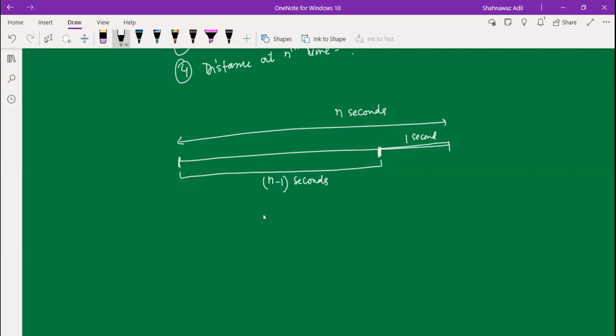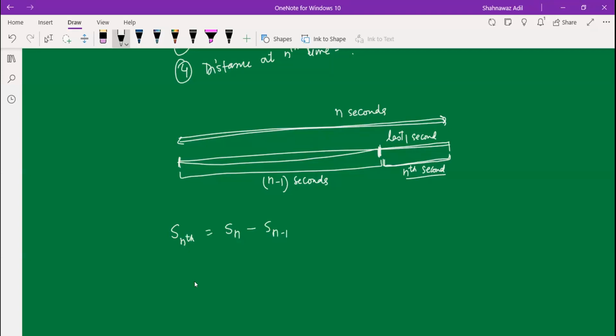So what I want to do is calculate the distance traveled in this time. Distance traveled in the nth second, right? So this is the last second, the last 1 second. So this is the nth second. If I want to calculate this distance, I will calculate the total distance minus this one. So distance traveled in the nth second is distance traveled in n seconds minus distance traveled in n minus 1 seconds. Right, is it clear, guys?